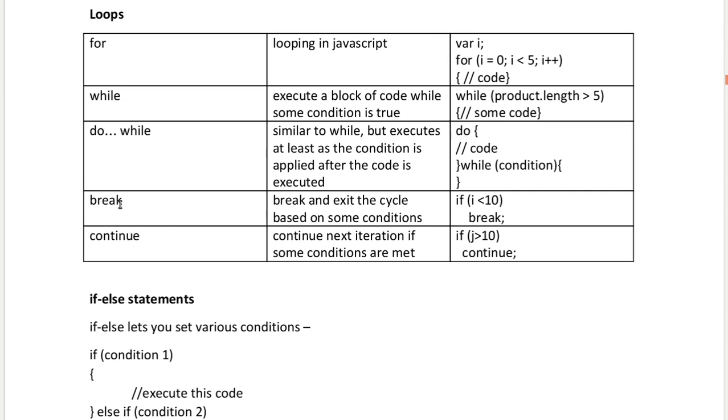Break, exit the cycle based on some conditions. If i equal to 10, break. Continue, go to the next iteration if some conditions are met. If j equal to 10, continue.